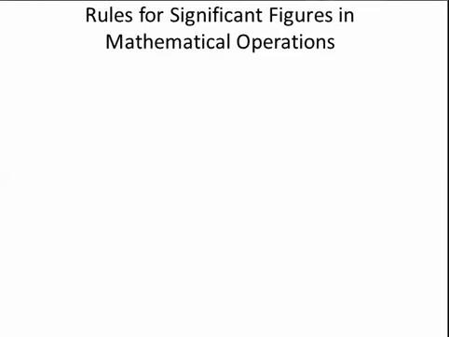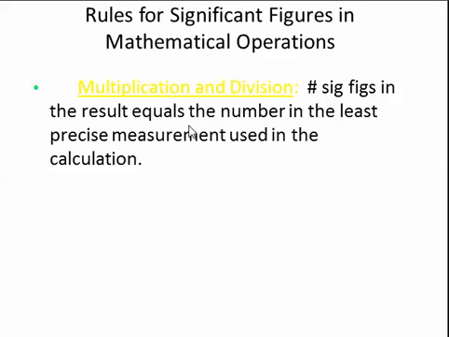In this video, we're going to cover how to multiply and divide and keep track of significant figures. And we're also going to go over addition and subtraction. So for multiplication and division, the number of sig figs in your answer has to equal the number of sig figs in your least precise measurement. So remember, the least precise measurement is the measurement that has the smallest number of sig figs. So let's look at this example.